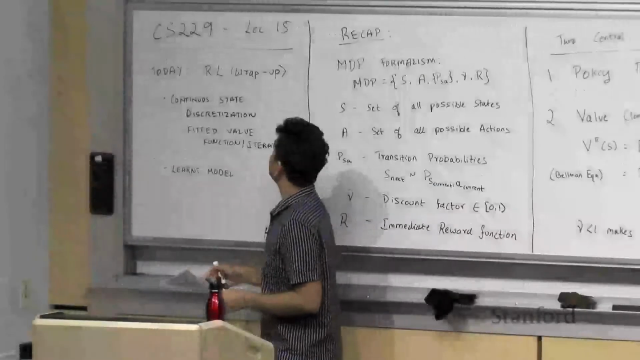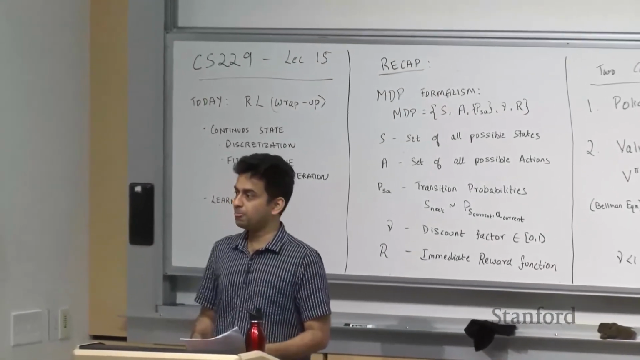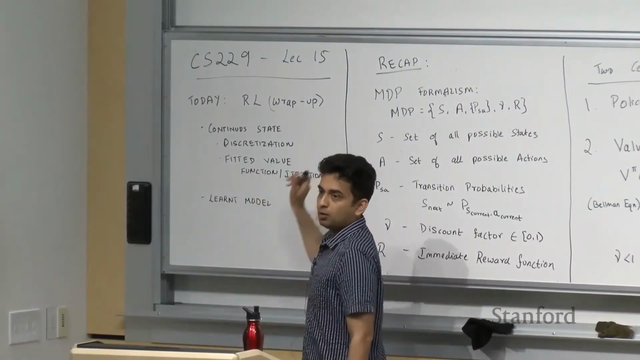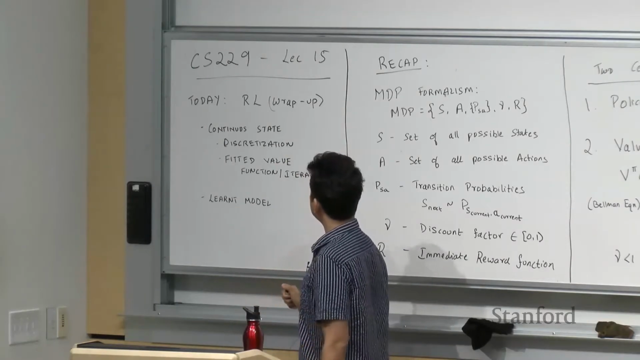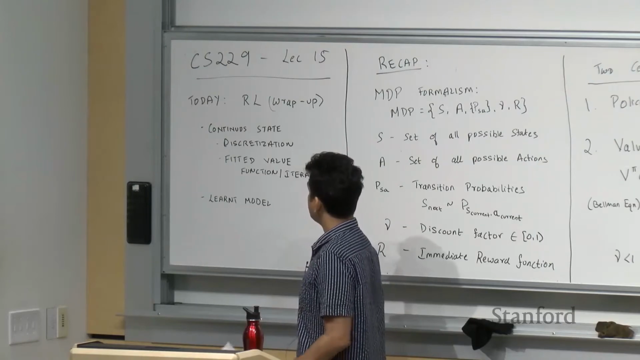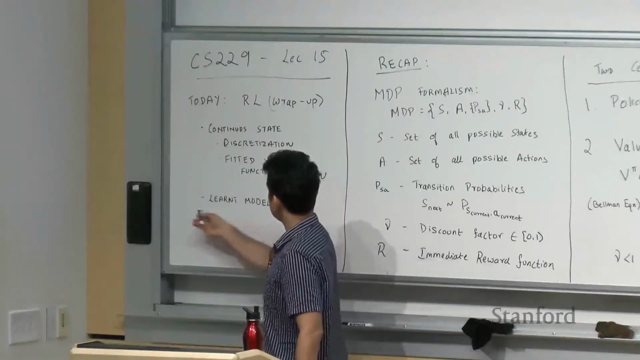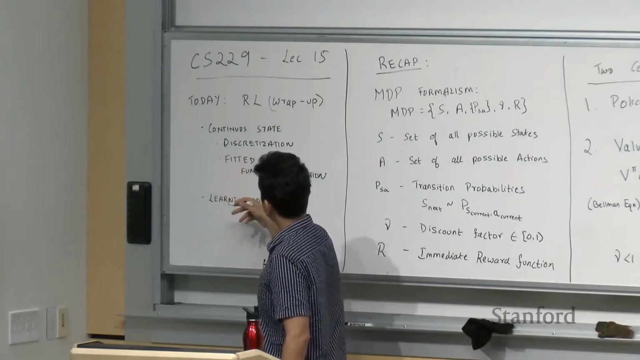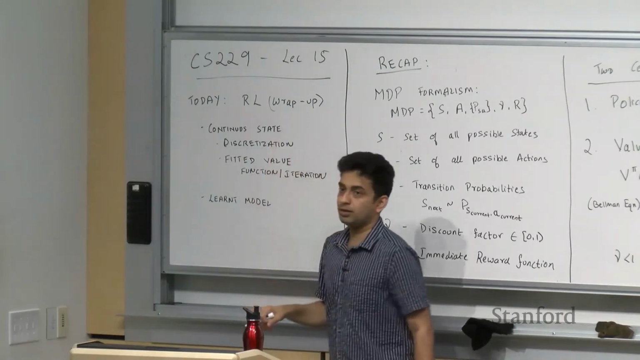Welcome back everyone. So today we're going to start lecture number 15, and the topic for today is basically what's left of reinforcement learning for the purposes of this course. We're going to wrap up reinforcement learning today. So first we're going to discuss learned models. We're going to do this first, and then talk about extensions of the methods we've seen to continuous state settings.